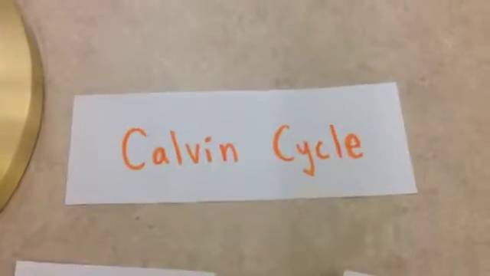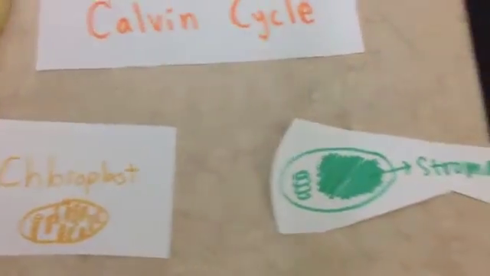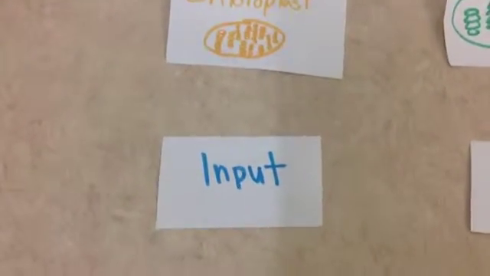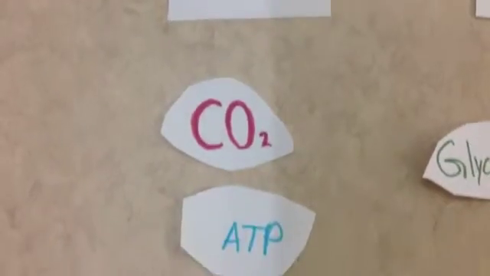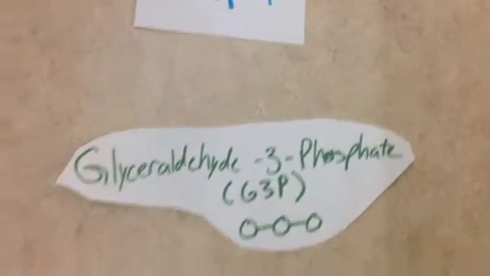Okay, so now we are going to learn the process of the Calvin cycle. The Calvin cycle takes place in the stroma inside of the chloroplast. So the inputs in the Calvin cycle are CO2, ATP, and NADPH. And the output is G3P.